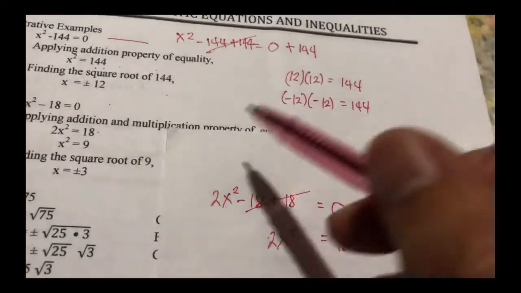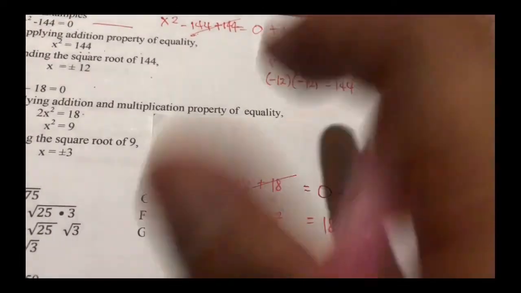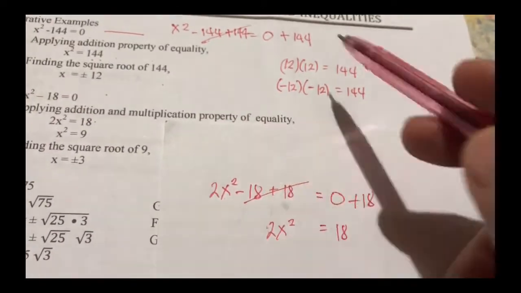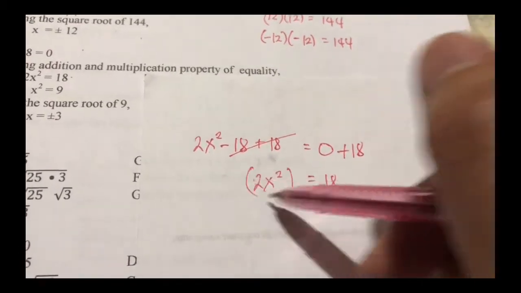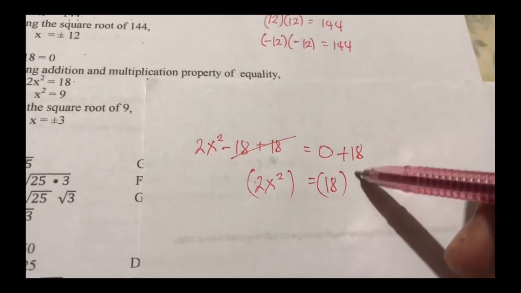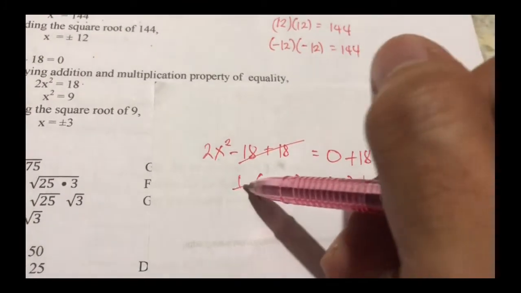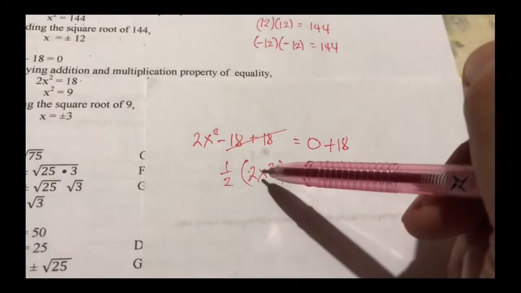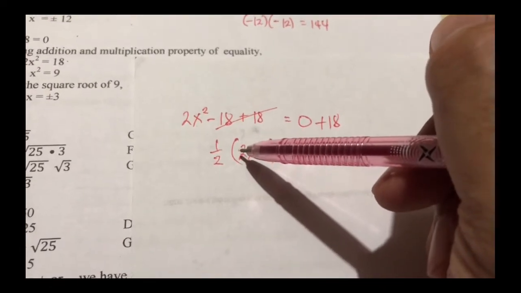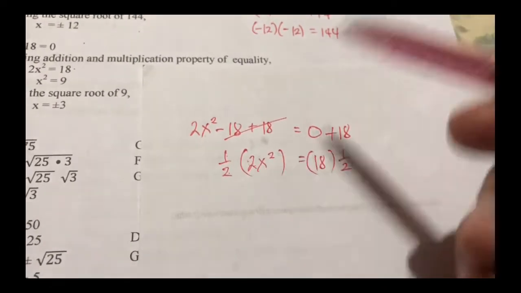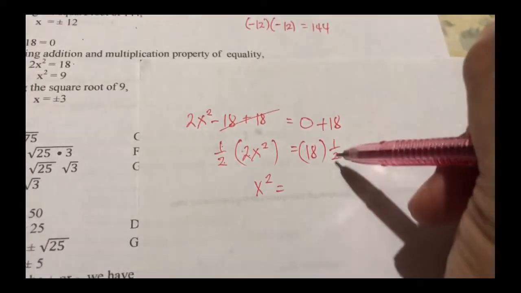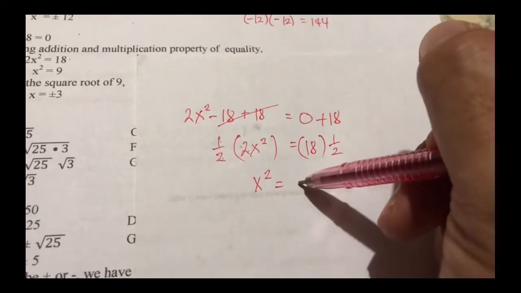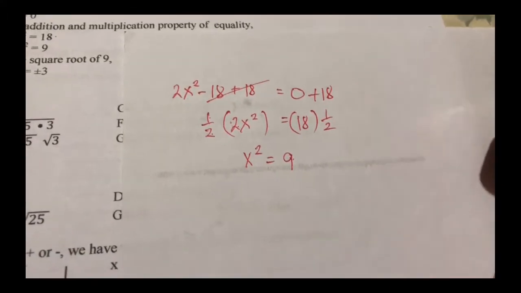Ang sabi dyan, multiplication property of equality. So, we can multiply both sides ng 1/2. Bakit 1/2? Kasi kailangan nating matanggal yung 2 doon. So, 1/2 of 2, that is equal to 1. Or just simply write x squared. 1/2 of 18 or kalahati ng 18, that is equal to 9. Nakuha?